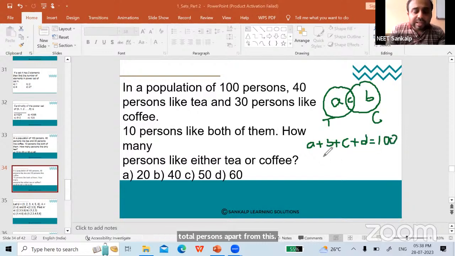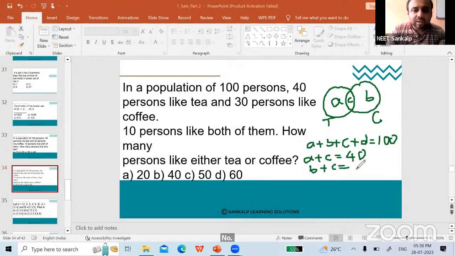Is that clear? It is clearly mentioned that 40 persons like tea. 40 persons like tea, but they are not mentioning only tea. They have just said tea. So 40 people may drink tea and may also drink coffee. So it is A plus C. It represents A plus C. So A plus C is equal to how many? 40. Is that clear? Now B plus C, coffee and both.